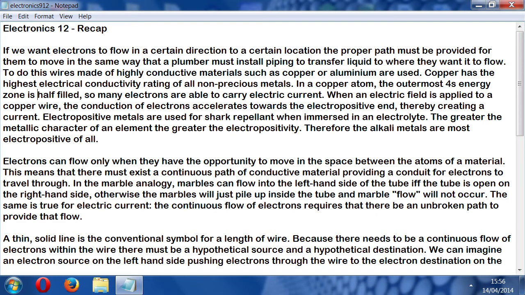Another thing I thought about here was highly conductive materials. Although they're good, it's only when you compare them to non-precious metals. I believe that diamonds are better, you would think anyway. Copper is the highest. I did put it in: the highest electrical conductivity rating of all non-precious metals. And this is something I'm going to be talking about in chemistry, which I haven't got into yet. The copper atom's 4s energy zone, or conduction band, is half filled.